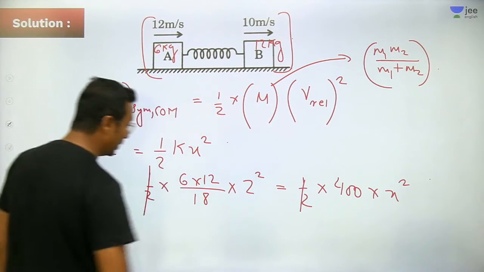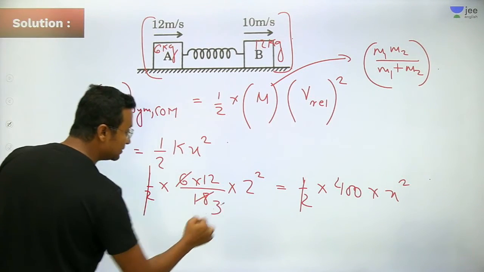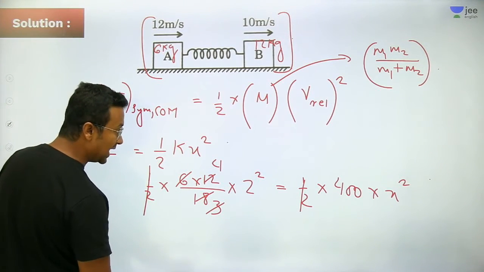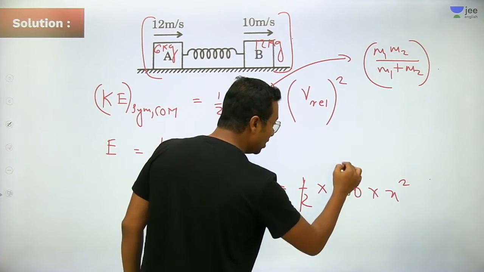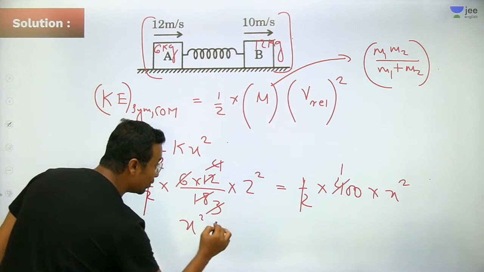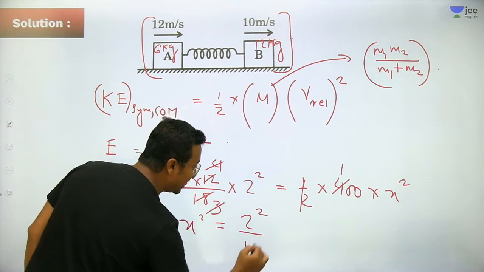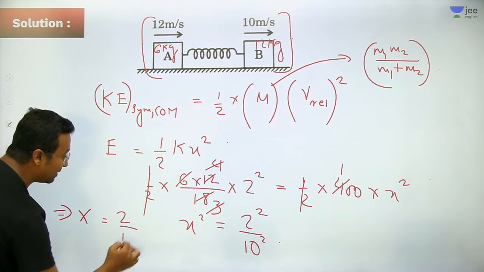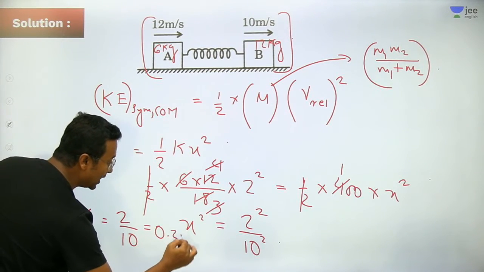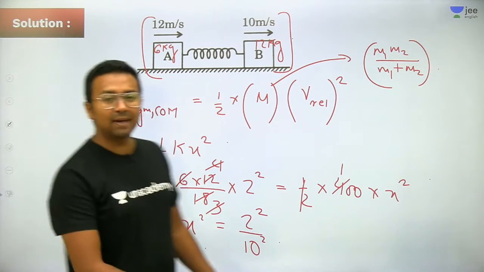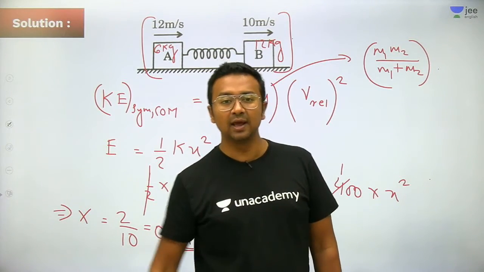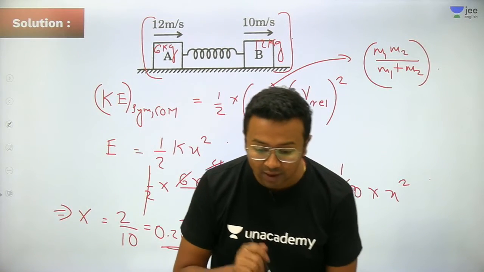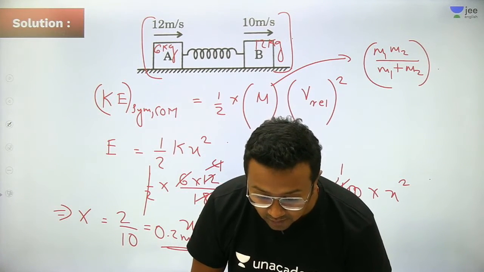Half and half is going to cancel. 6 will go 3 times, 3 will go 4 times, all right. And what shall I have? 4 will now go 100 times. So x square will be equal to 2 square divided by 10 square, which implies the value of x will be 2 divided by 10. That means 0.2 meters. That will be the maximum compression in the spring, which we can get in a one line solution. Students, did you understand the method?